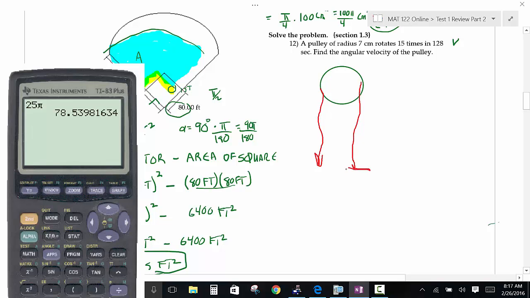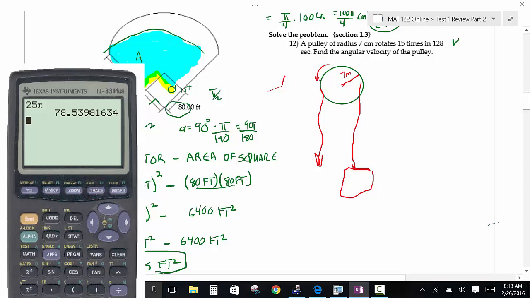Then we have some sort of a weight that we're lifting, like a bucket. Sorry about that, that's pretty sloppy, but you get the point. And the thing on this is it says you have a radius of 7 centimeters. And of course this thing is turning, so it's turning circular like this.